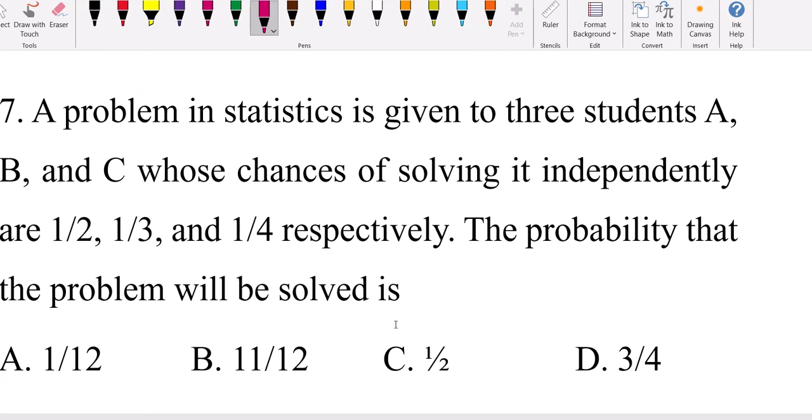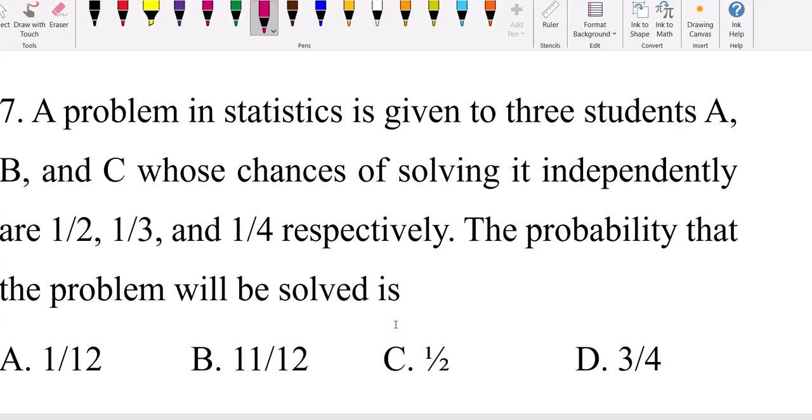A problem in statistics is given to 3 students A, B, and C, whose chances of solving it independently are 1/2, 1/3, and 1/4. In the probability topic, we discussed this already. Anyhow, no problem, we'll check it again. Find the probability that the problem will be solved.